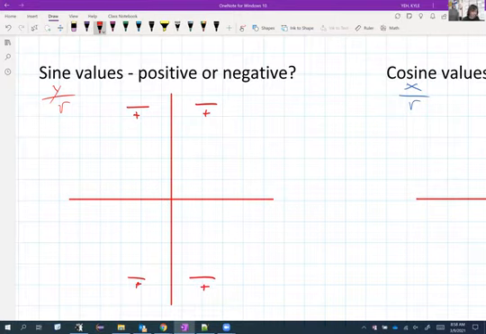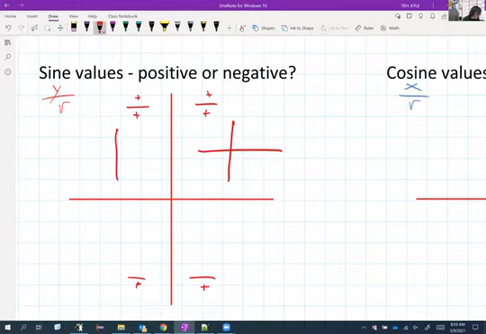Well, let's look in quadrant 1. In quadrant 1, the y's are going up. It's positive. Positive divided by a positive. Any sine value in quadrant 1 will be positive. What about quadrant 2? We're going up, so its y's are positive. Any sine value in quadrant 2 is going to be positive.